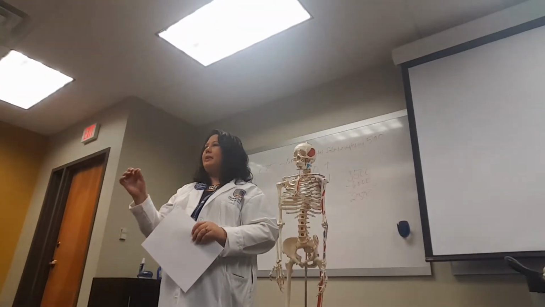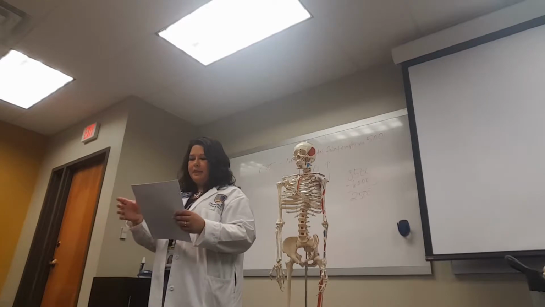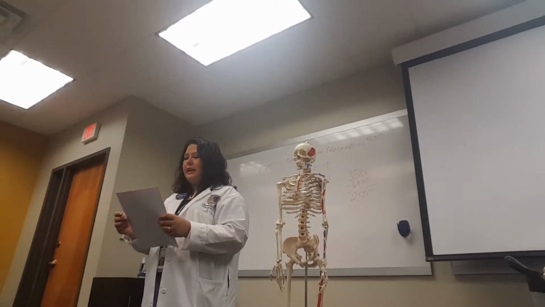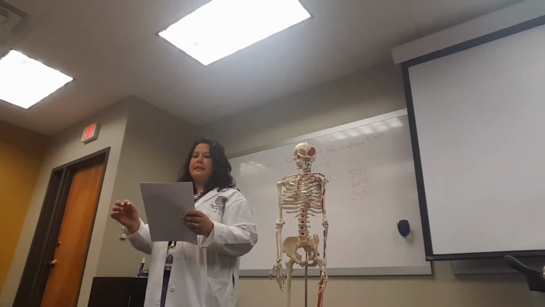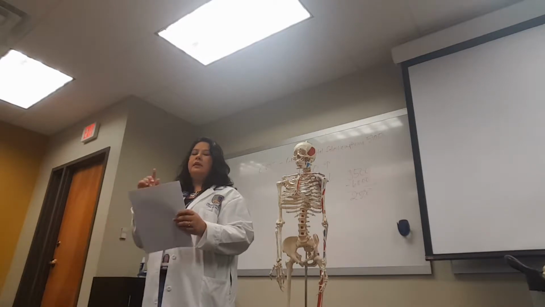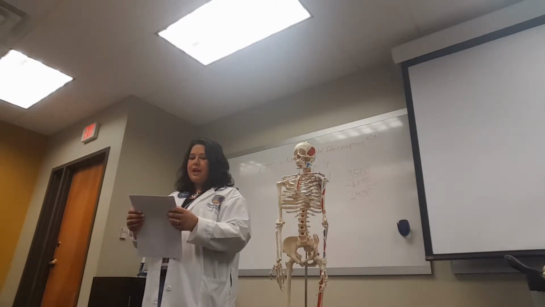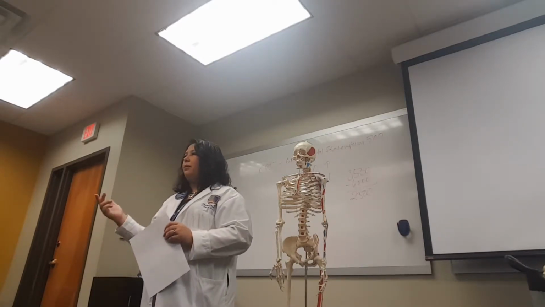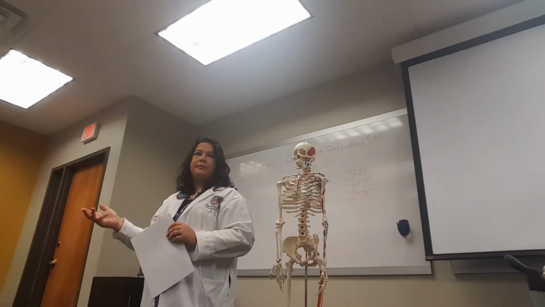Study of the human structures. Is it anatomy or physiology? Anatomy. Okay, this is the condition of equilibrium or balance in the body's internal environment. Homeostasis. Which type of bone is the tibia? Is it a long bone, short bone, a regular bone?